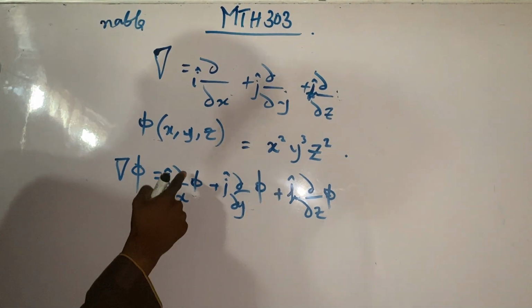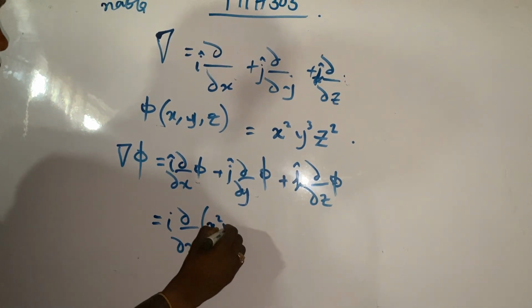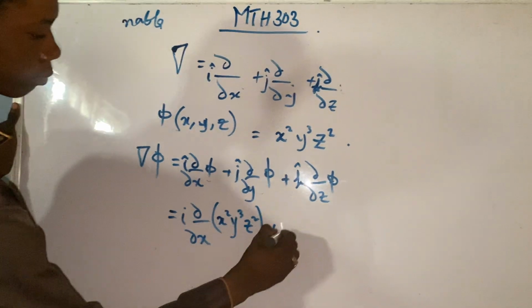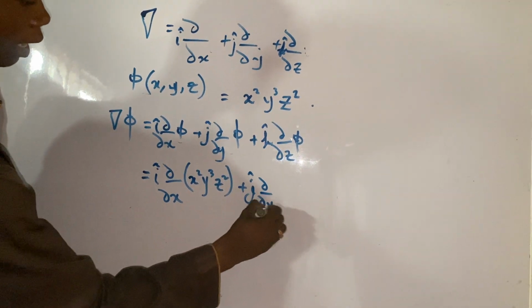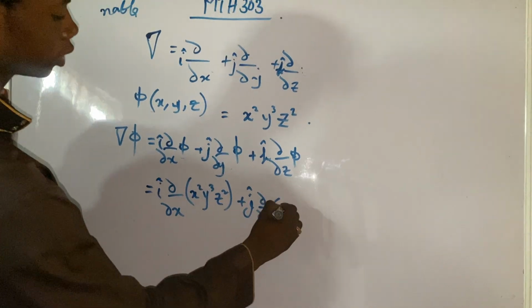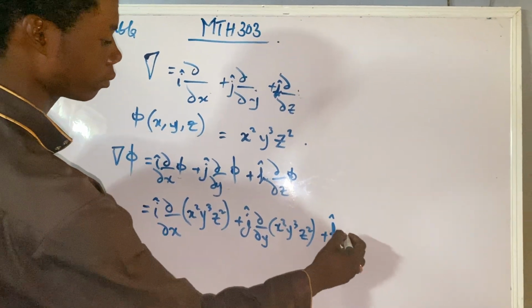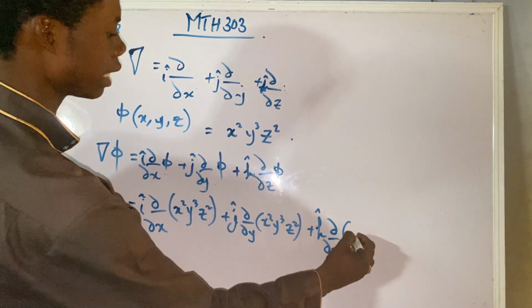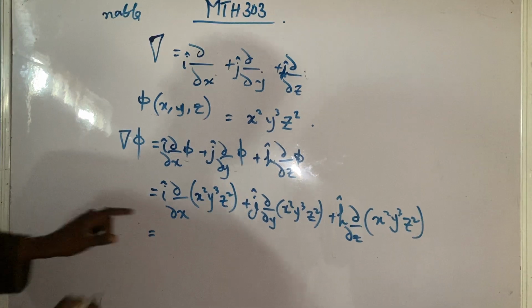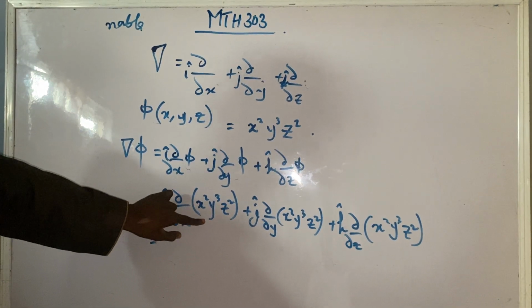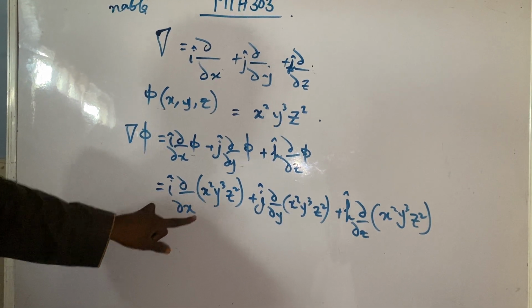So now i del x times what is phi? x squared y cubed z squared, plus j del y times that same function x squared y cubed z squared, plus k del z times the same function x squared y cubed z squared. Now this differentiates the function x squared y cubed z squared with respect to x. That is the meaning. We're only differentiating with respect to x.